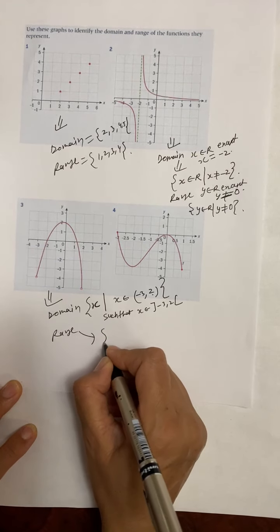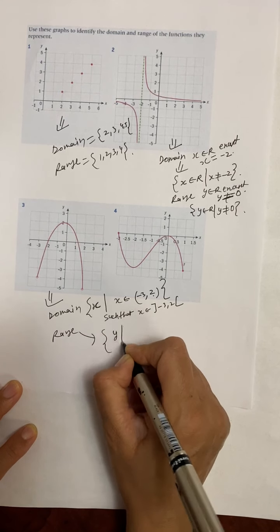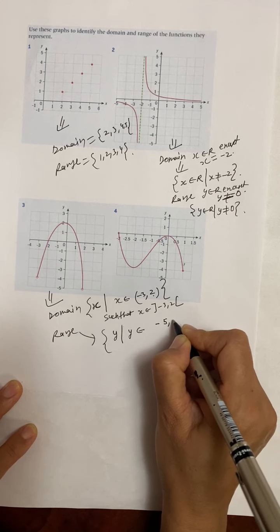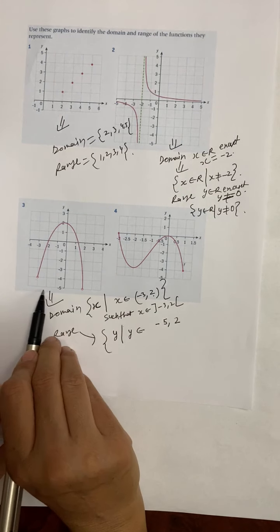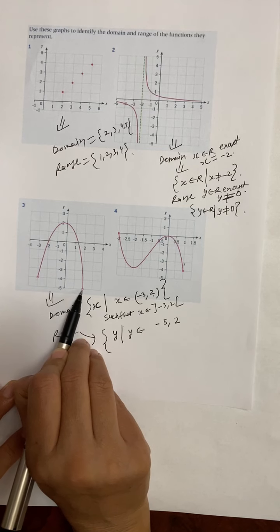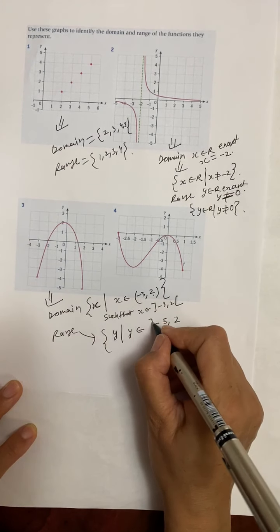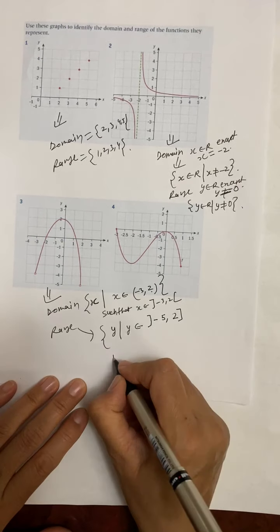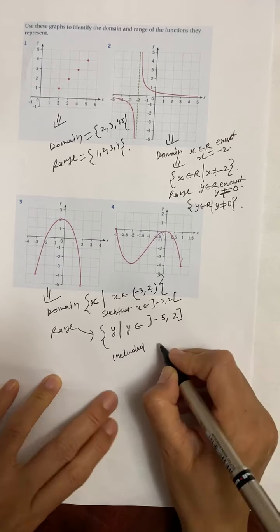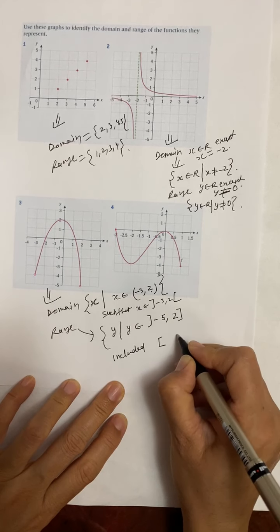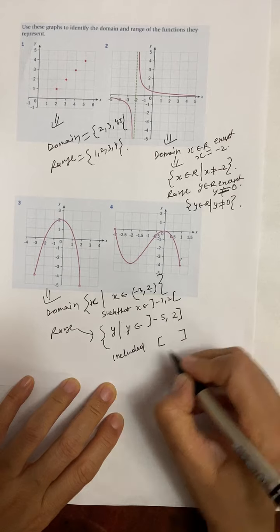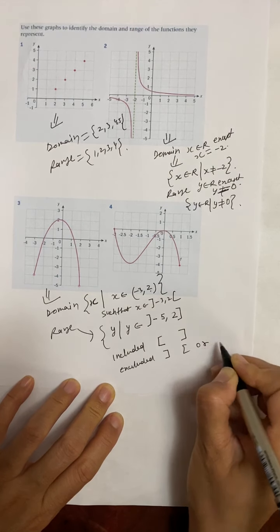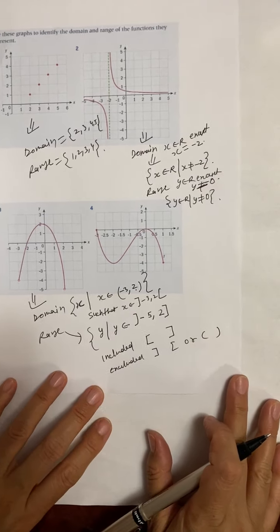Now the range here is y such that y belongs to (-5, 2]. Since this point is not included, -5 is not going to be included, but 2 is included. So included means these brackets, and excluded means these, or you can use these brackets, same thing.